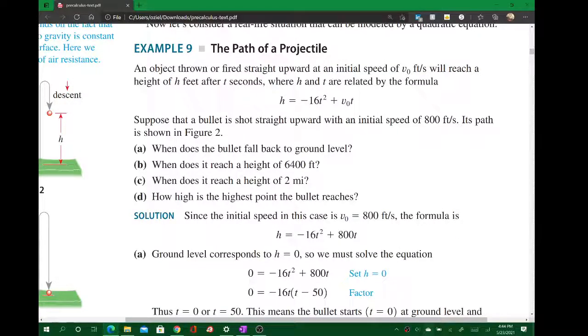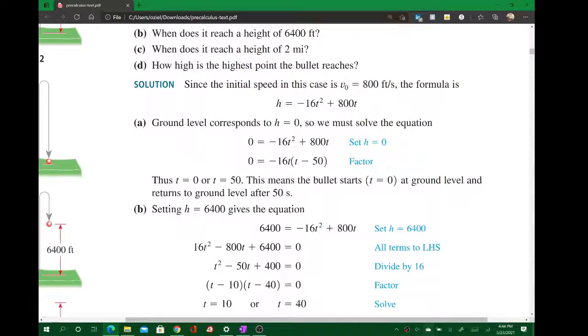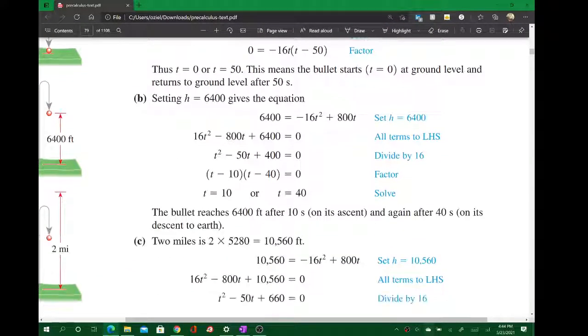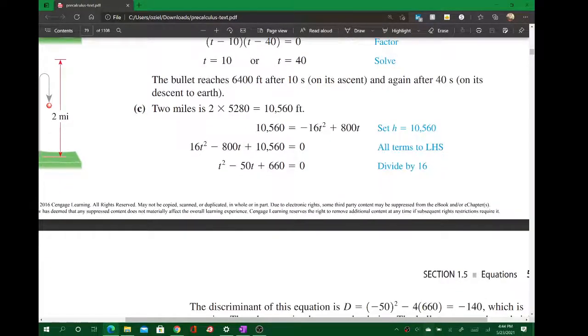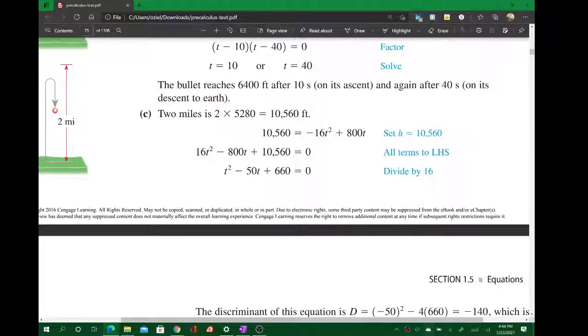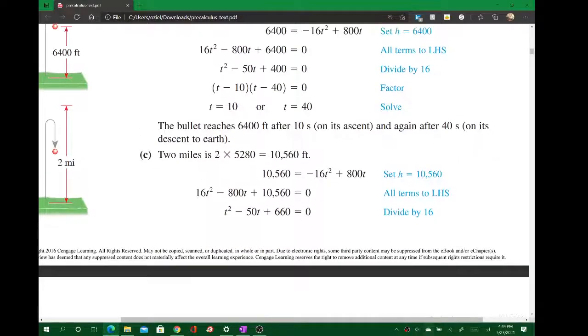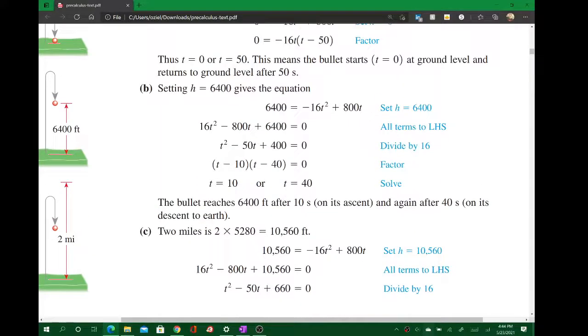So I would say, like, the bullet reaches a height of 6,400 feet at t equals 10 seconds and t equals 40 seconds. I would do it that way, because that way the professor would say, okay, well, yes, they answered it in terms of the application, so they do get a point, right?